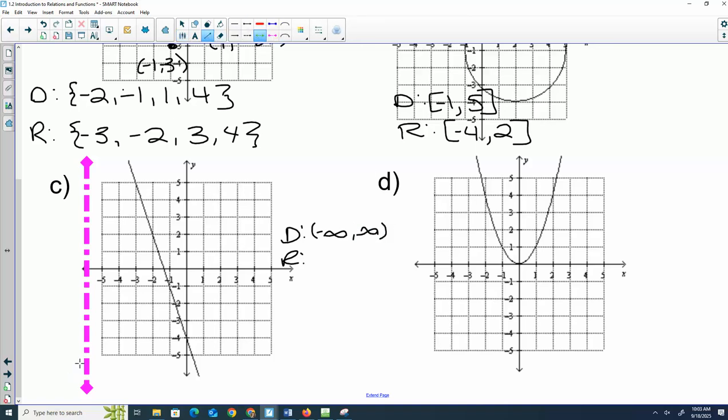Range is my y. Now, this line keeps going down forever, and it keeps going up forever, so what y values do we hit?